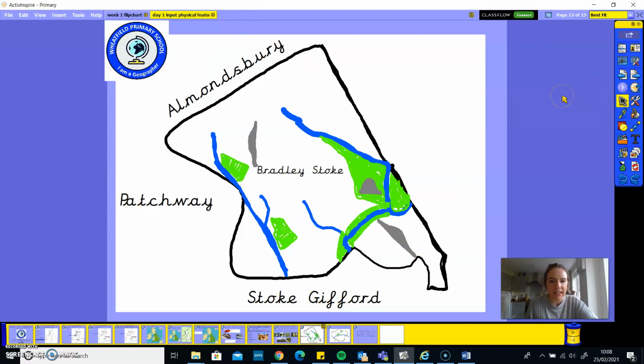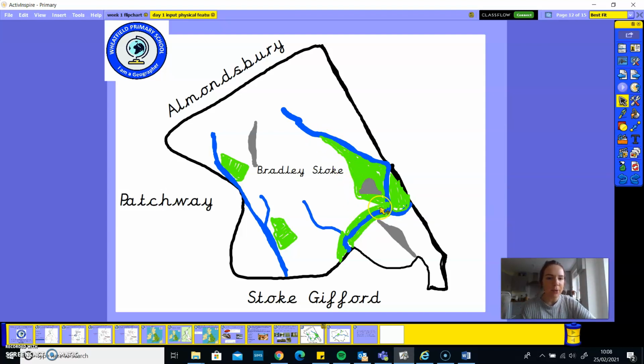So as you can see, well, actually, you tell me, what can you see on here? What do you think the blue might be? Hopefully you are saying water. So the blue is water, like streams and rivers. So we have got some streams and rivers in Bradley Stoke. We have got the lake, some of you might know as the Duck Ponds. And then this bit over here is greenery. So that's trees, bushes.